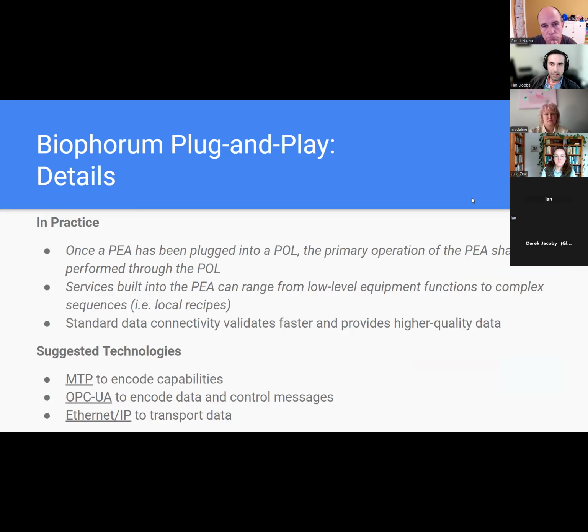Additionally, they then say that services built into the P can range from low-level equipment functions to complex sequences. I also thought this was interesting because what it's saying is, yes, it could be something like "cool," or it could be, "Hey, here's an entire recipe I want you to run. I'm just going to send you the command." And if the P knows how to carry that out, if it's pre-programmed with that method, then it can theoretically do it.